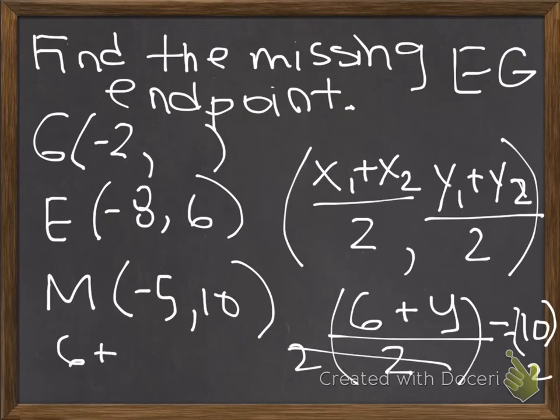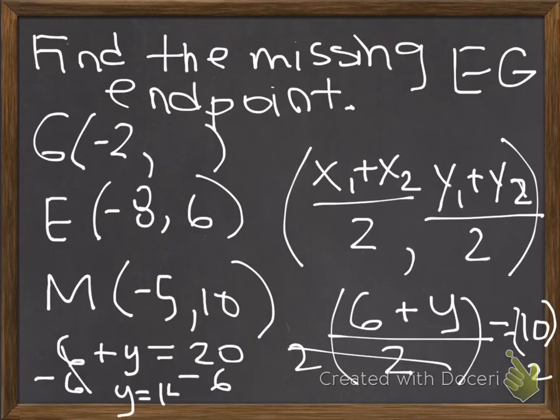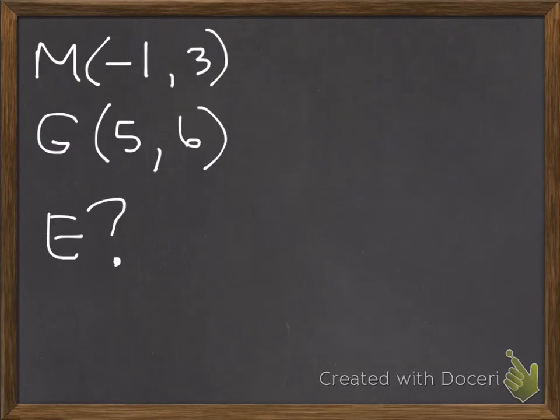I get 6 plus y equals 20, and to get y by itself I would need to subtract 6. So y would be 14. And that would be my y coordinate of the end point. And I'm going to do this one more time.